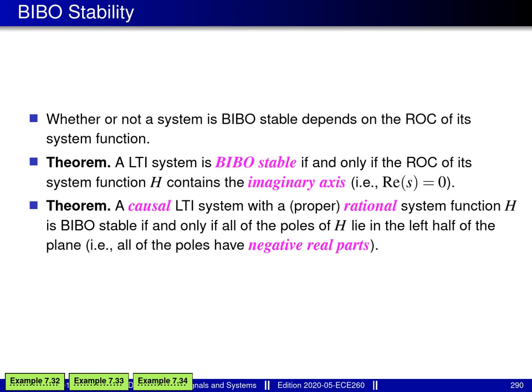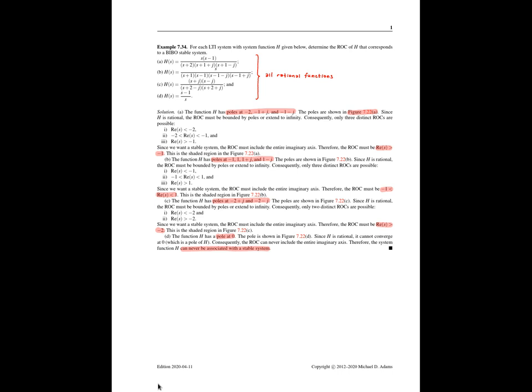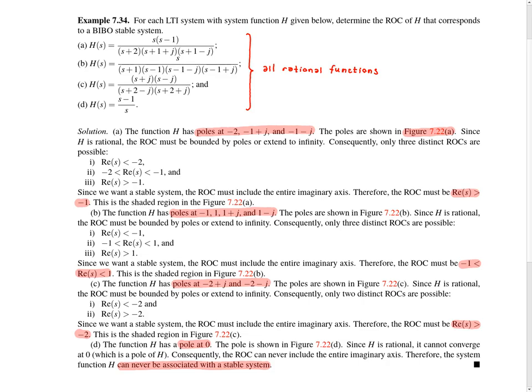Next, I'd like to consider example 7.34. In this example, we're given four LTI systems, each with a system function denoted by big H, and we're asked to determine the region of convergence of big H that corresponds to a BIBO stable system. More specifically, the four functions for big H that we're asked to consider are as given here in parts A, B, C, and D of this example.